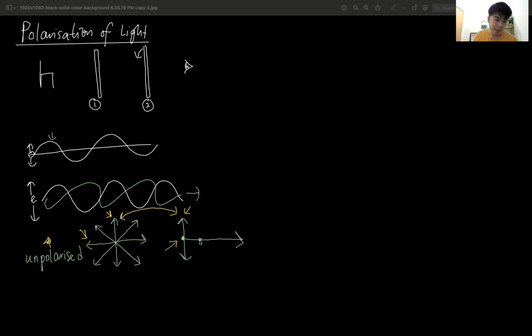So we draw like this, and then we have another one. It's like we're seeing from here, and the light is reaching us like this. This is also unpolarized. Again, unpolarized is light where the electric field vibrates in all directions. Okay, so what is happening in that experiment, the chair experiment?